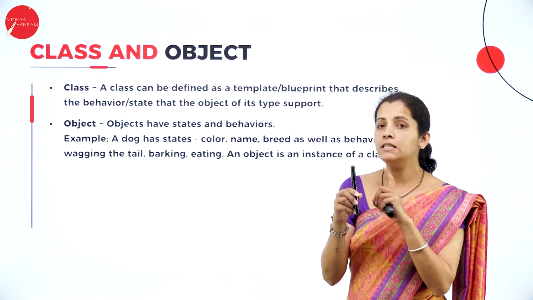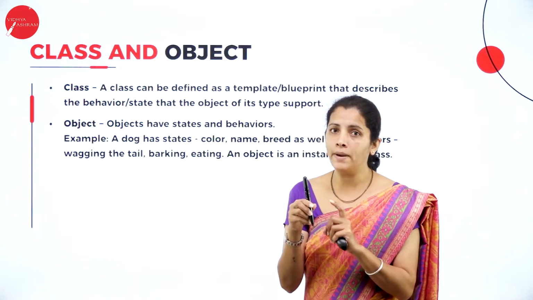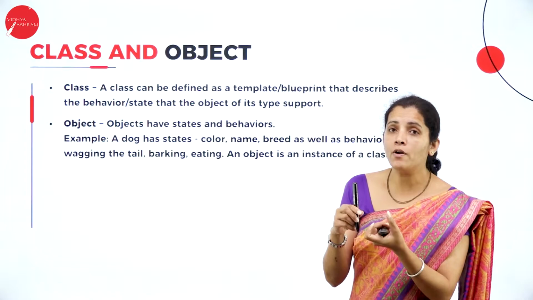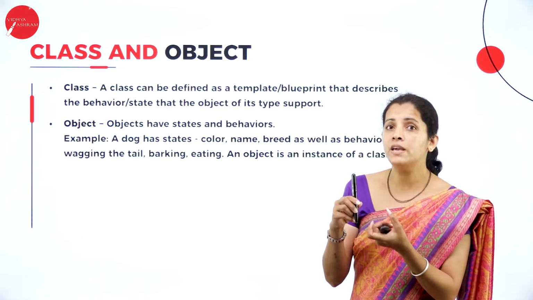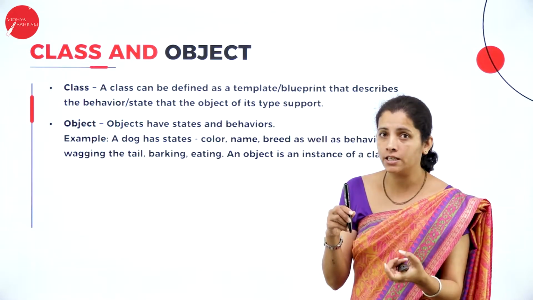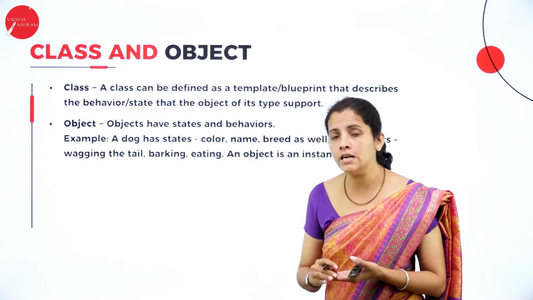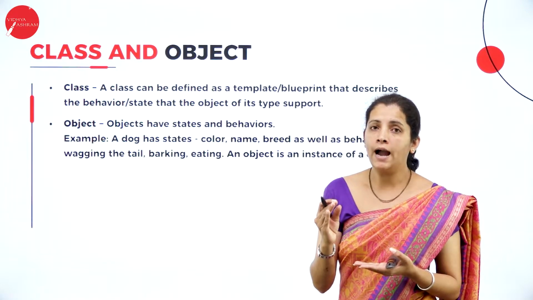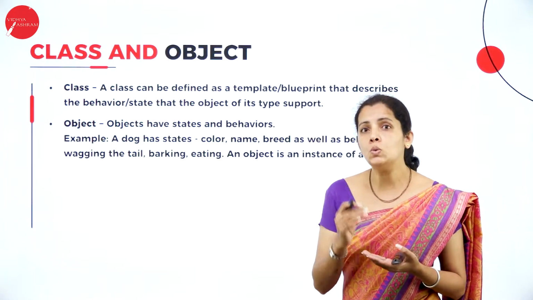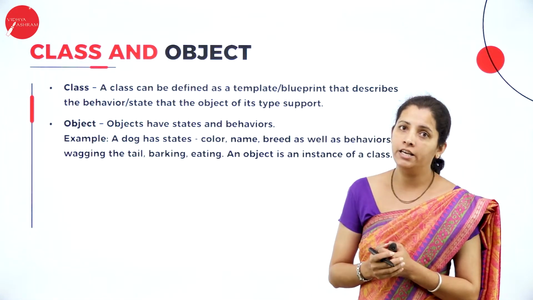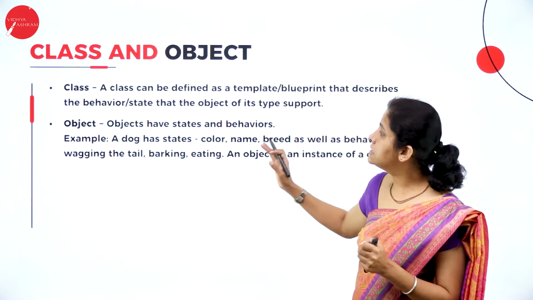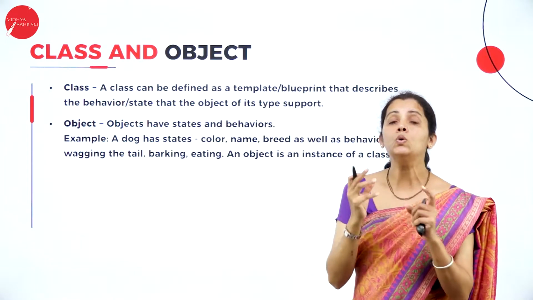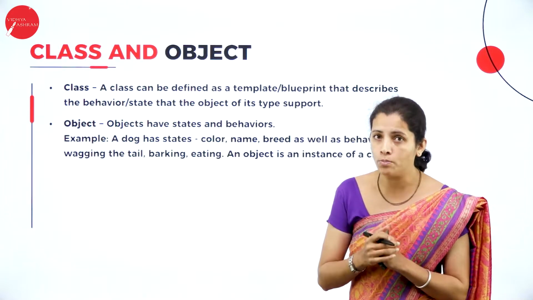Now, what is the color of the pen? It is black. What is the height of the pen? What is the shape of the pen? So these are the behavior as well as state. So what is an object here? It's nothing but the real world entity, and it is also known as a runtime entity. Now, if I consider a class, a class is nothing but a group or collection of objects.